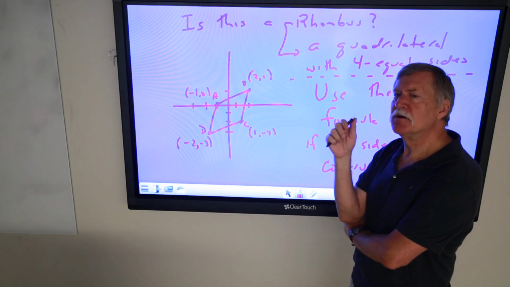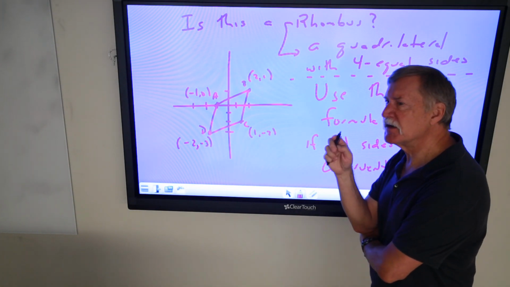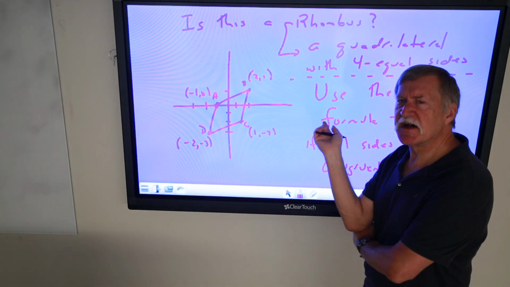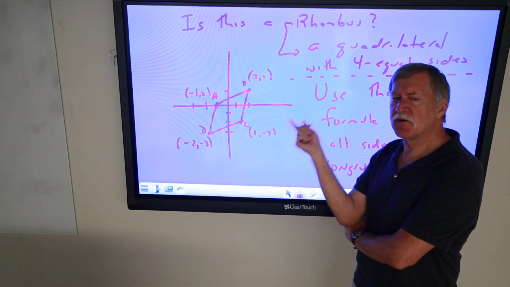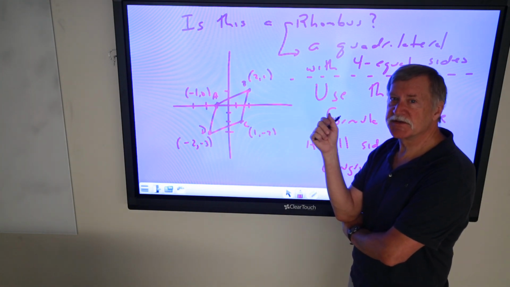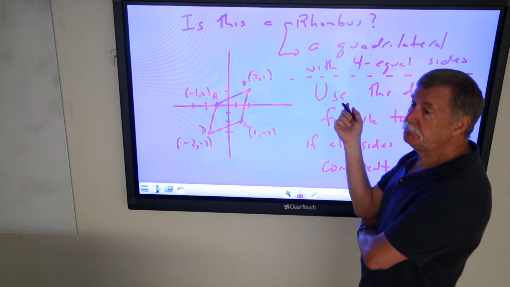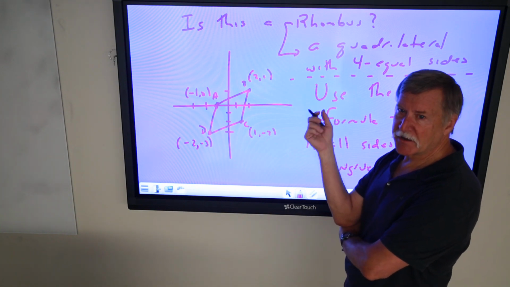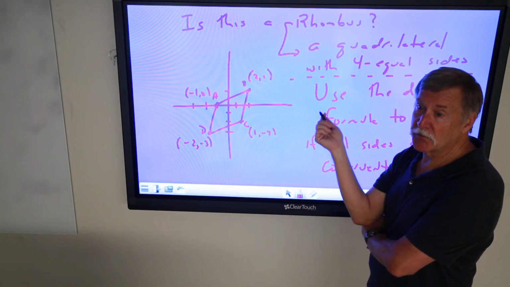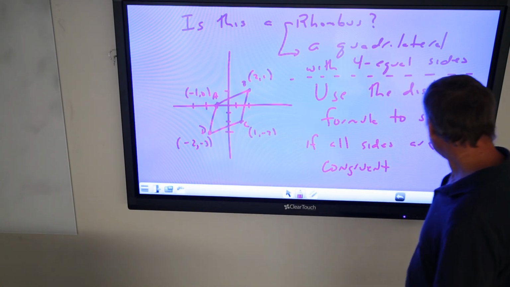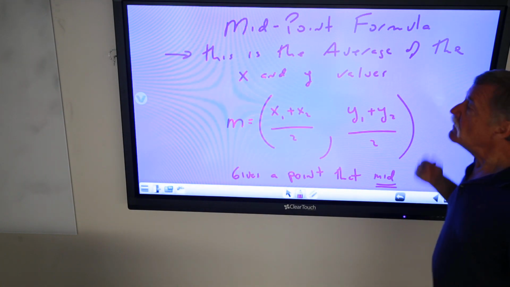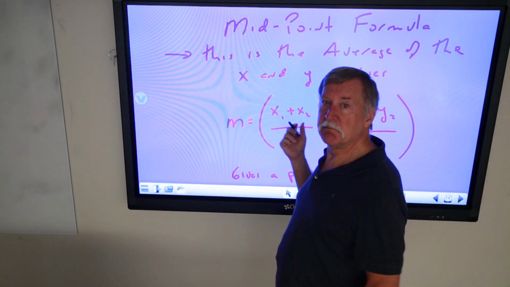You'll have to tell whether or not it's a rhombus just based on your own work. So you might want to stop the video right now and work this out and see if all 4 of those sides are the same distance. And again, distance doesn't matter if it's radical. I mean, if it's the same radical for all 4 distances, that's as good as being the same. So, all right. Finally then, the idea of midpoint.